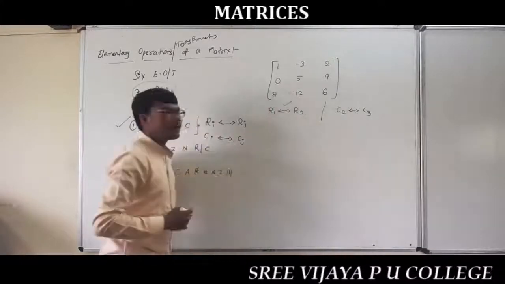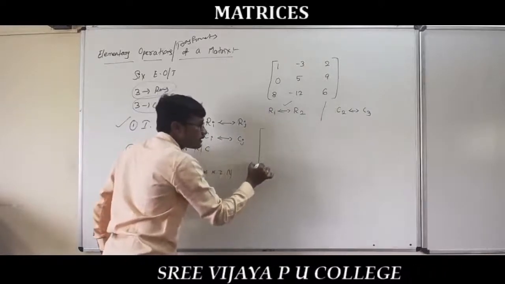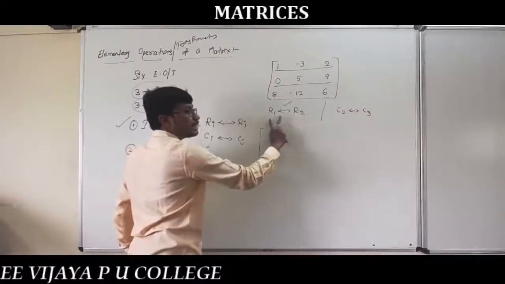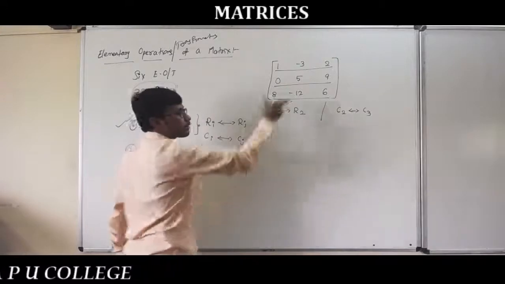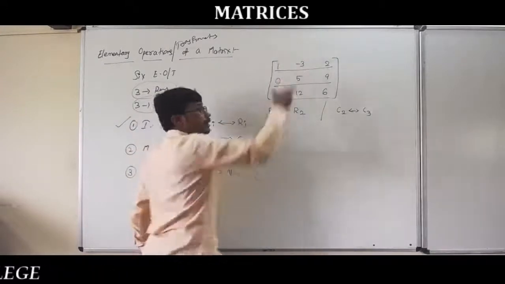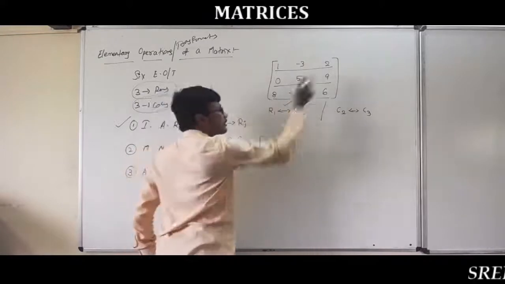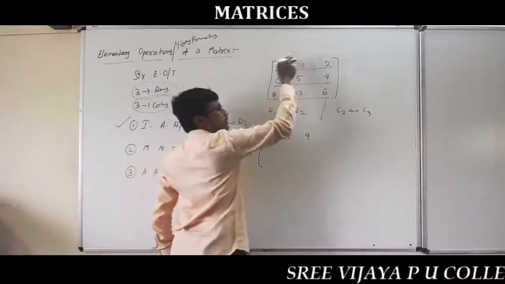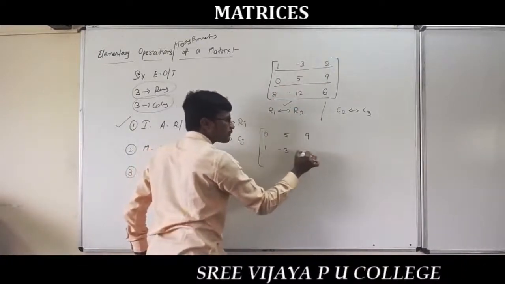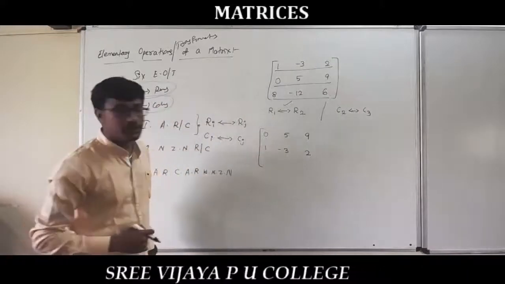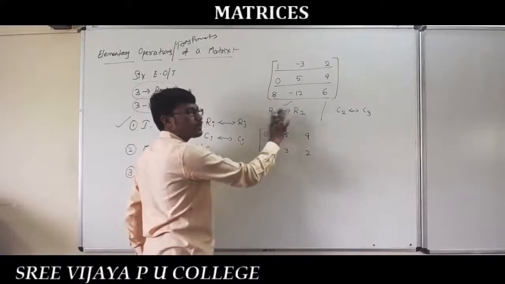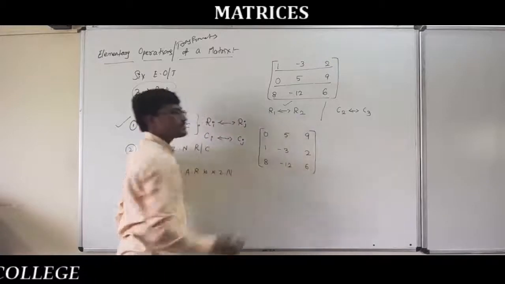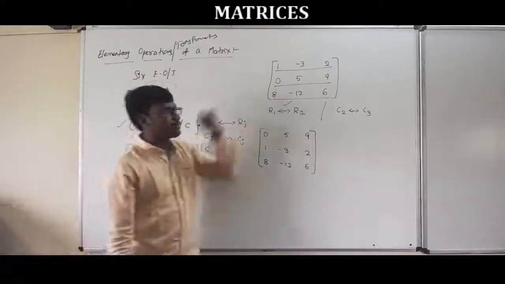Suppose you apply R1 interchanges to R2. This is the first row, second row, and third row. R2 is written in place of R1, and R1 is written in place of R2. So now R2, which is 0 5 9, is written in place of the first row, and R1, which is 1 minus 3 2, is written in place of the second row. There is no operation on the third row, so write it as is: 8 minus 12 6. This is the interchange of any 2 rows for the given matrix.